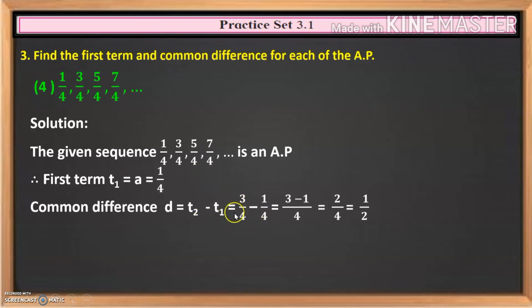So T2 minus T1 is 3 upon 4 minus 1 upon 4, equal to 3 minus 1. Denominators are same. So it's 2 upon 4, reduced form is half. So common difference is half. First term is 1 upon 4.